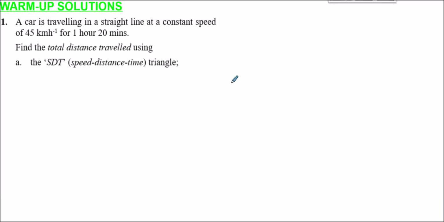For question 1, we've got a car travelling in a straight line at a constant speed of 45 kilometers per hour for 1 hour 20 minutes. So it says here to find the total distance travelled using the SDT triangle, the speed distance time triangle. So you may have seen this at GCSE. In fact, I imagine you will have done, either in maths, physics lessons or both. So here it is in case you can't remember it for some reason.